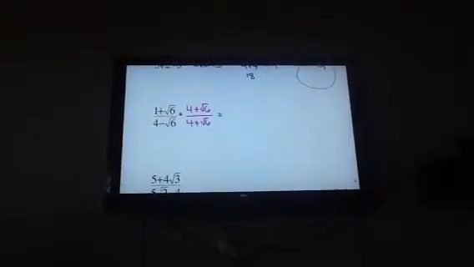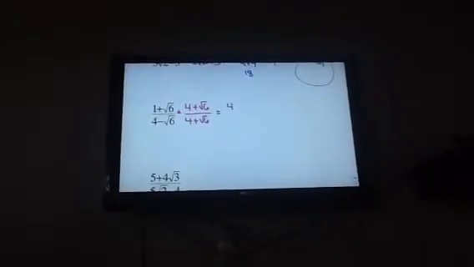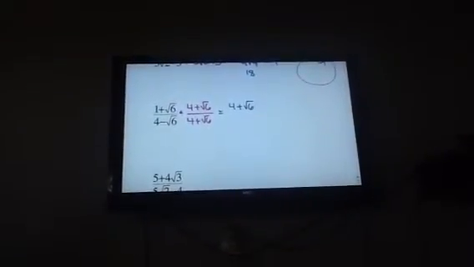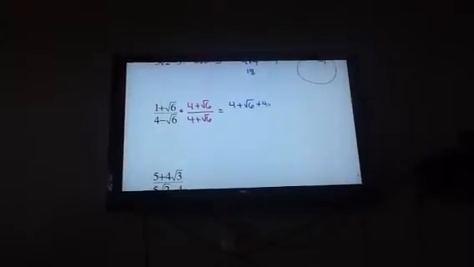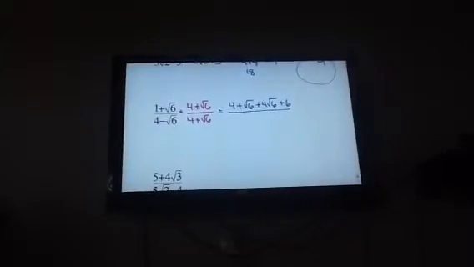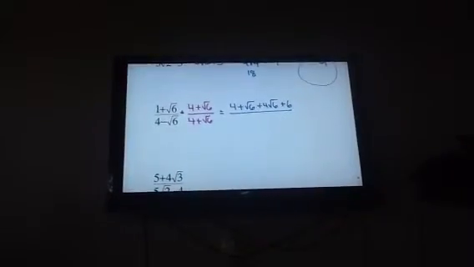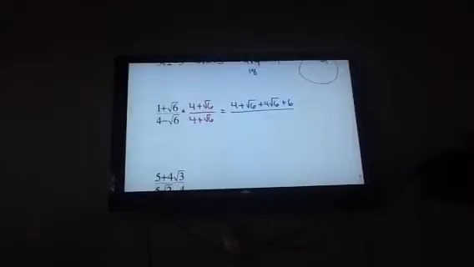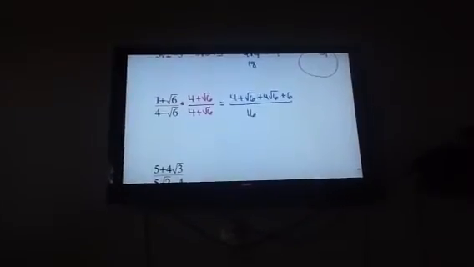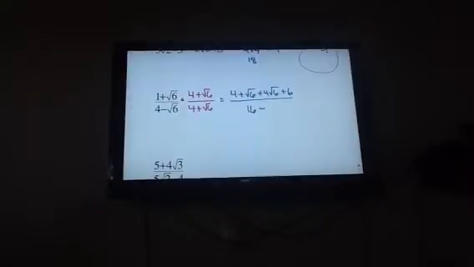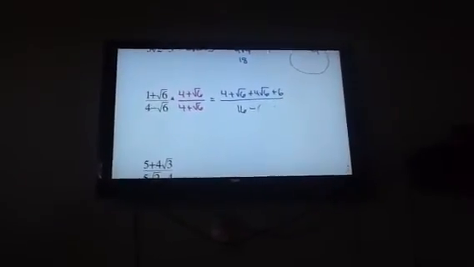So first times first is 4. Outer times outer is 1 square root 6. Inner times inner is 4 square root 6. And last times last is the square root of 36, or just 6. I like to split the 6. In my denominator, since I'm multiplying something by its conjugate, I don't need to FOIL, and I won't. 4 times 4 is 16, minus last times last, the square root of 6 times itself is just 6.